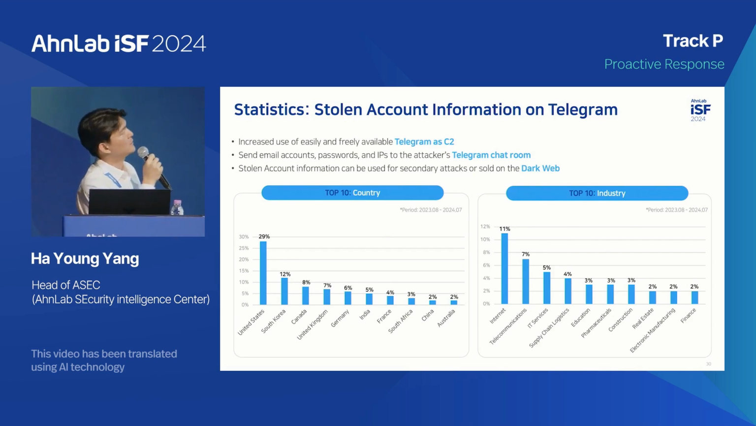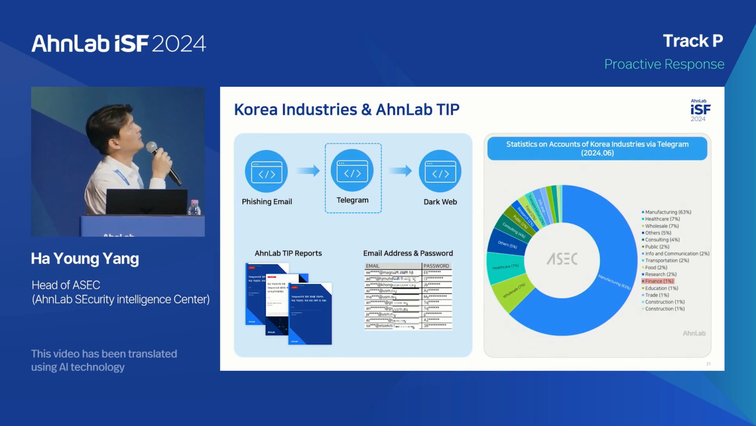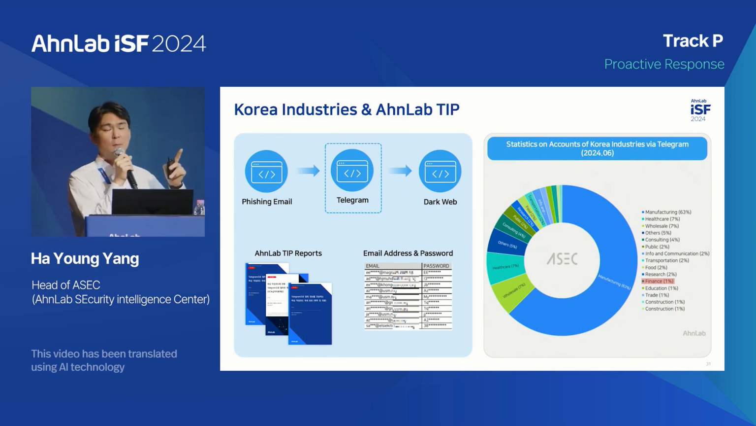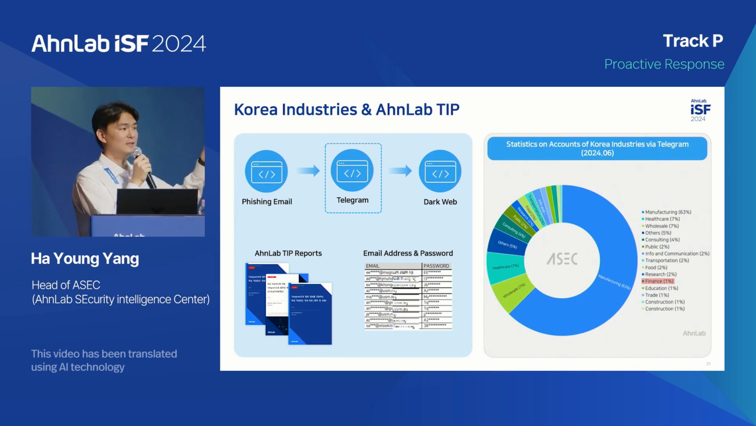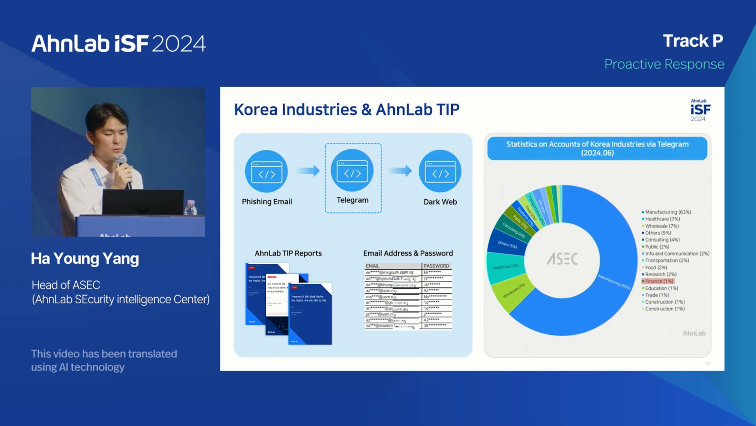Yes. Now, I mentioned earlier about proactive measures, which I referred to as preemptive responses. The account information leaked through Telegram eventually ends up on dark apps and is used for financial transactions. We monitor this process in real time to extract email account information, allowing for proactive measures to be taken in a separate report.